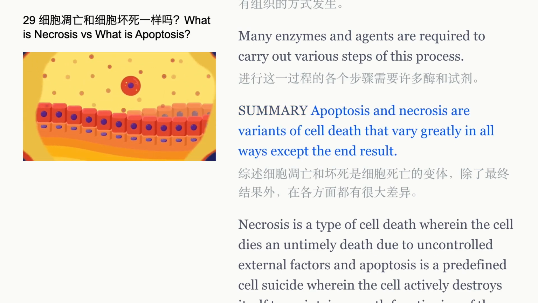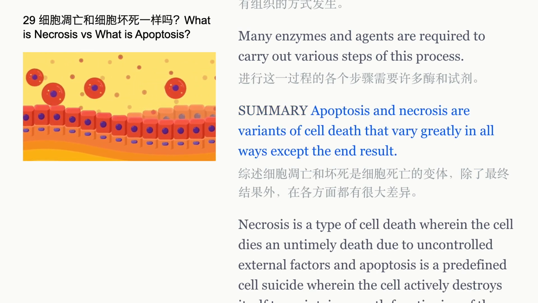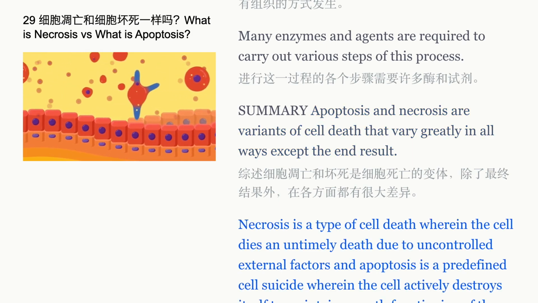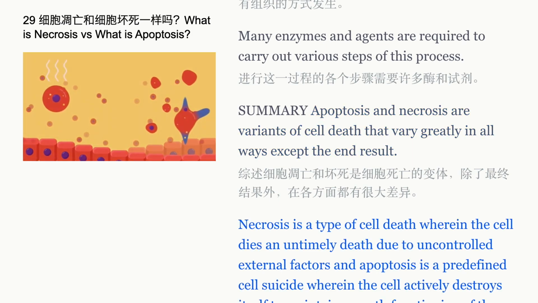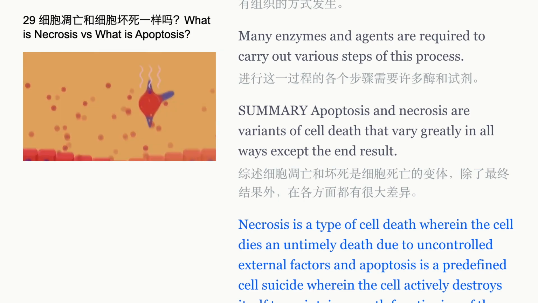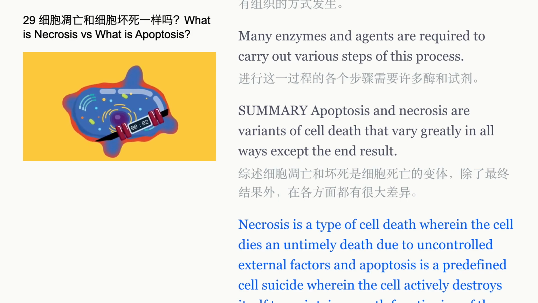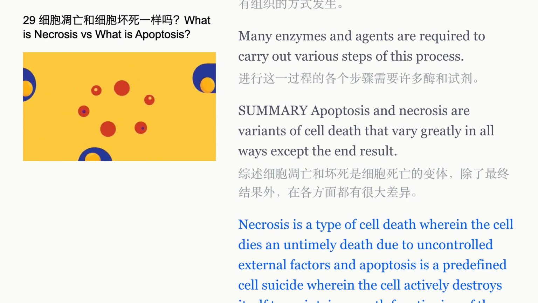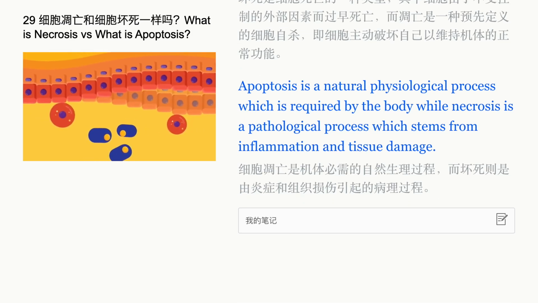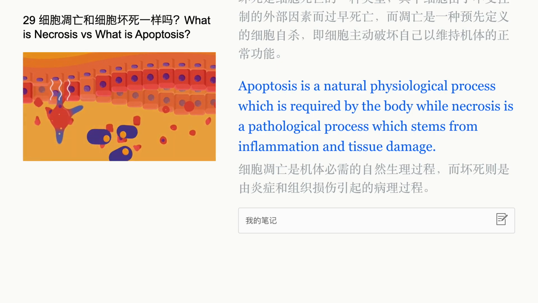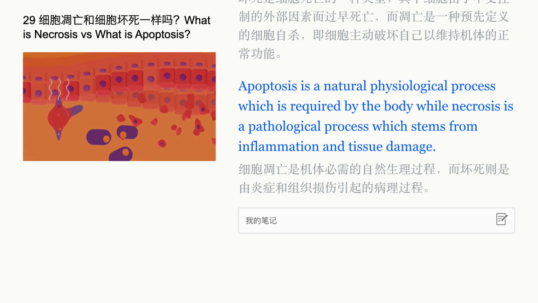Summary. Apoptosis and necrosis are variants of cell death that vary greatly in all ways except the end result. Necrosis is a type of cell death wherein the cell dies an untimely death due to uncontrolled external factors, and apoptosis is a predefined cell suicide wherein the cell actively destroys itself to maintain smooth functioning of the body. Apoptosis is a natural physiological process which is required by the body, while necrosis is a pathological process which stems from inflammation and tissue damage.